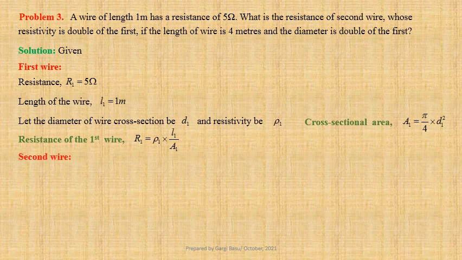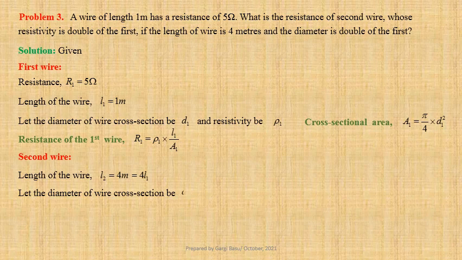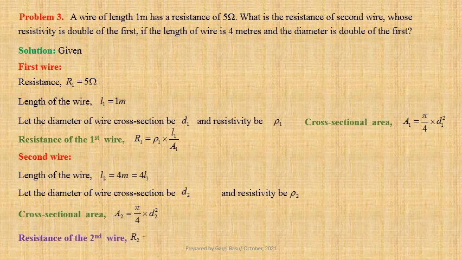For second wire, given length of the wire L2 equals 4 meters, that is equal to 4 times L1. Let the diameter of wire cross section be D2 and resistivity be rho 2. Cross-sectional area of the second wire A2 equals pi by 4 into D2 square. Expression for resistance of the second wire R2 equals rho 2 into L2 divided by A2.